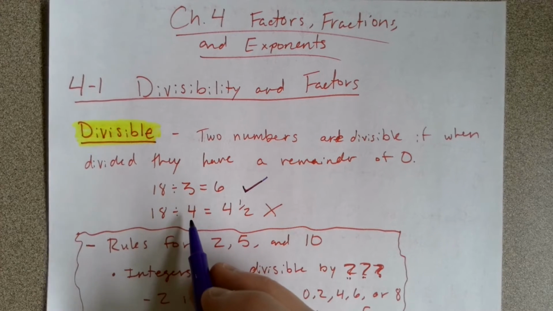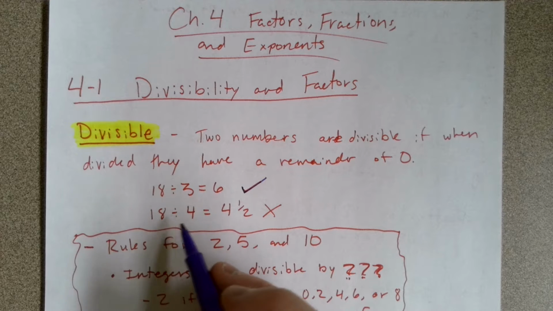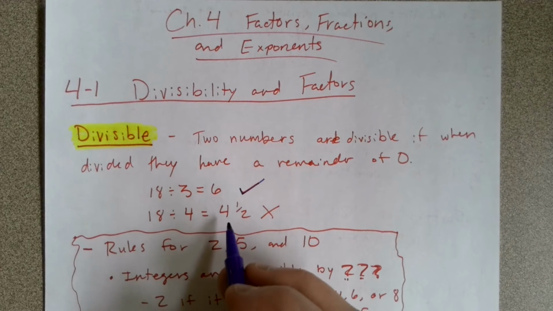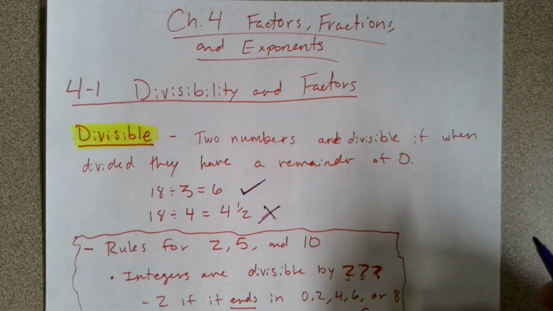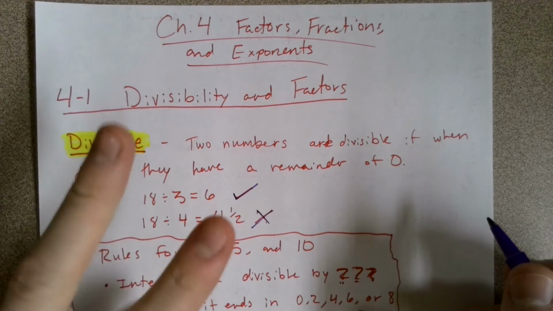18 divided by 4, that doesn't fit in evenly. If it was 16 divided by 4, then yes, that would be a 4. But 18 divided by 4 does not fit in evenly. This would not be divisible. There's a remainder there. They don't fit in evenly. There would be a remainder of 2.